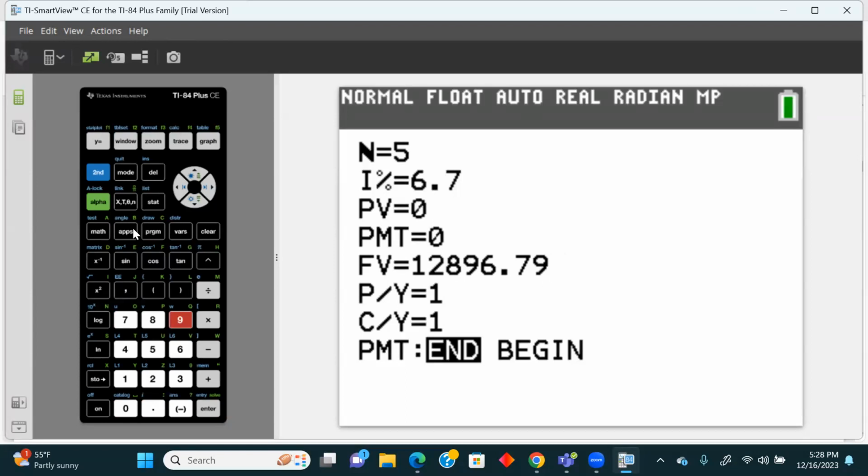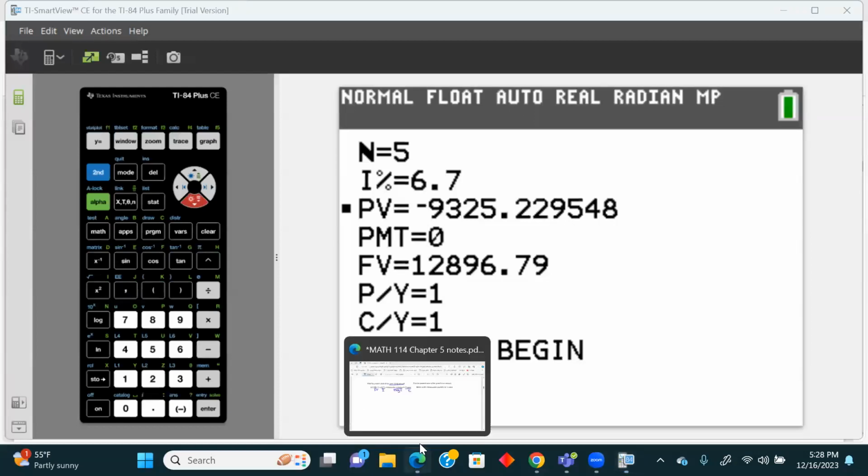I'm looking for the present value, so I'm going to put my cursor back up there. Hit alpha, enter. And when you put your answer in MyMathLab, just disregard the negative. And make sure you round to 2 decimal places.